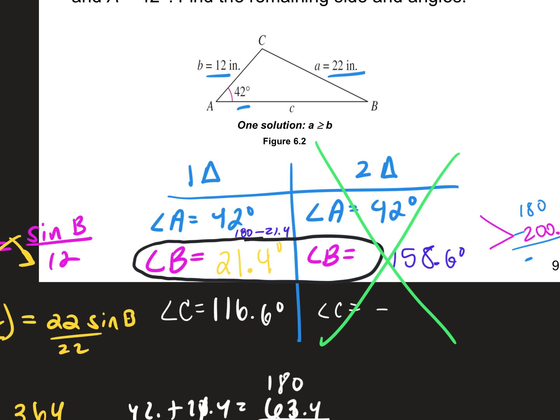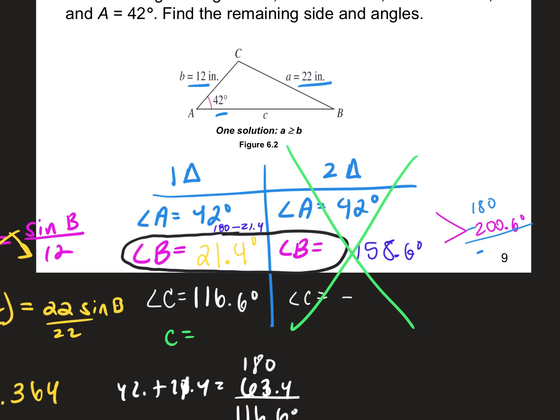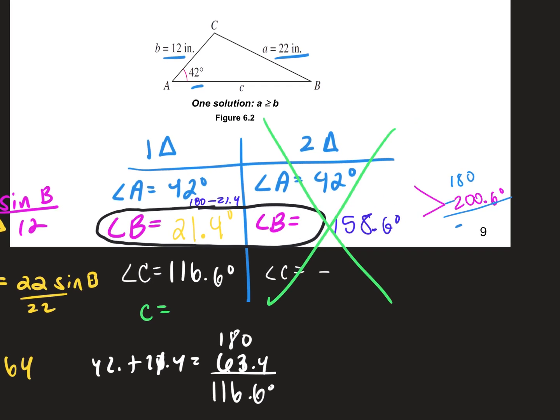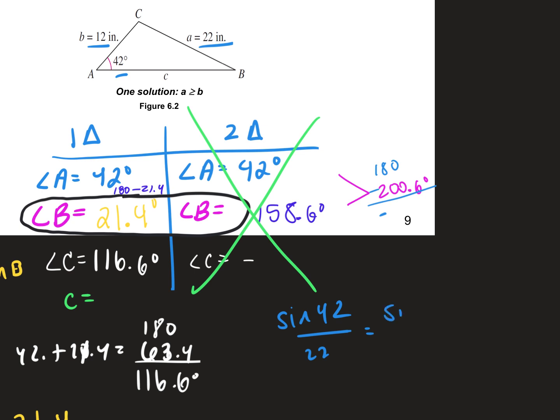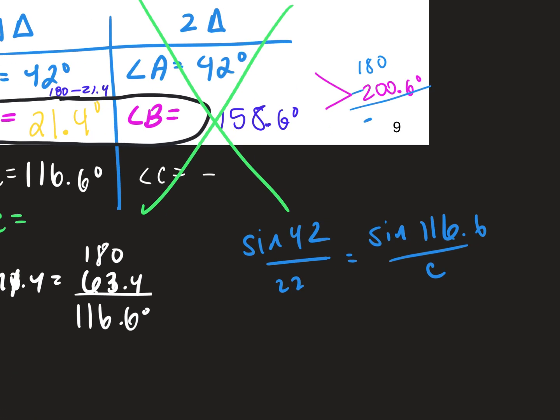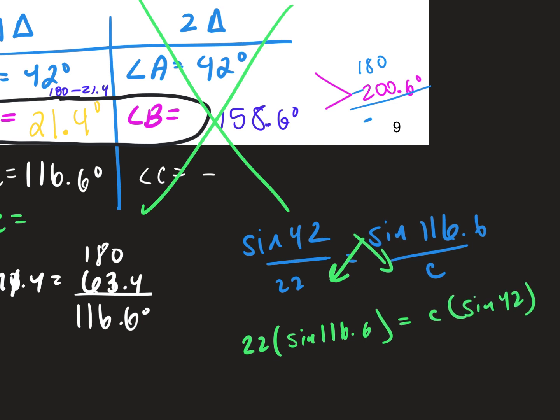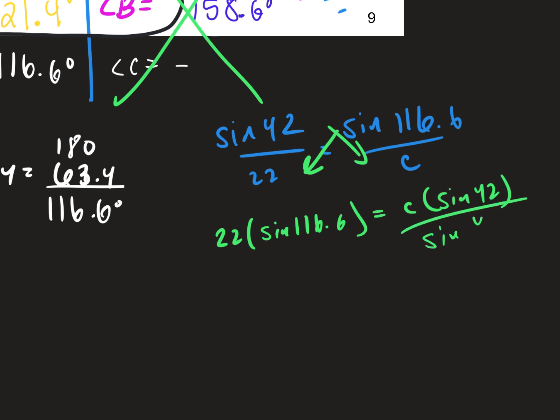What side? C. So how would we find side C with what we're given? What was our initial proportion that we used? Sine 42 over what? 22 equals, what's angle C? Side 116.6 over little c. And how have we solved every single one of these problems? You cross multiply, so 22 times the sine of 116.6 equals c times the sine of 42. And then what's the last thing we do? Divide both sides by sine 42.